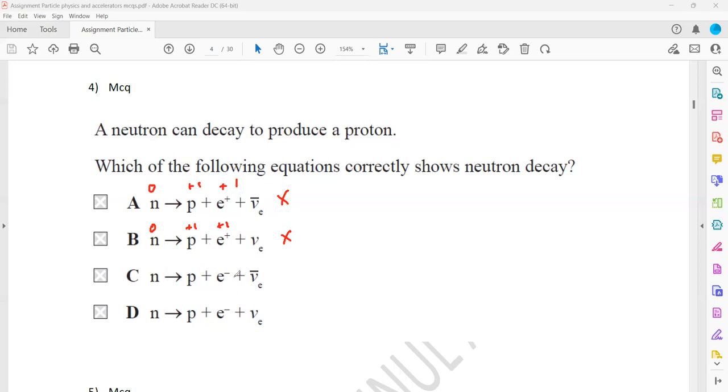When you check options C and D, both have the charge conserved. As you can see, charge is conserved. So when we check the conservation of the charge, this is right, this is also right. The charge is conserved. Then we check the baryon number.